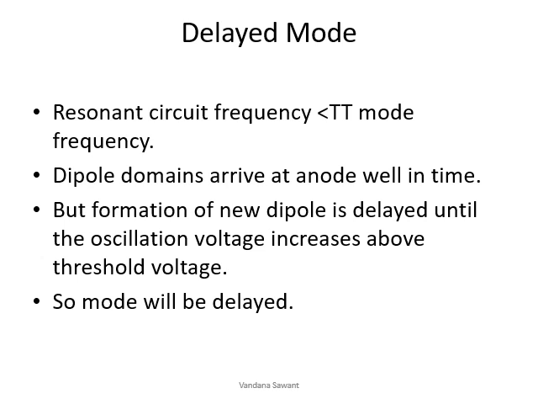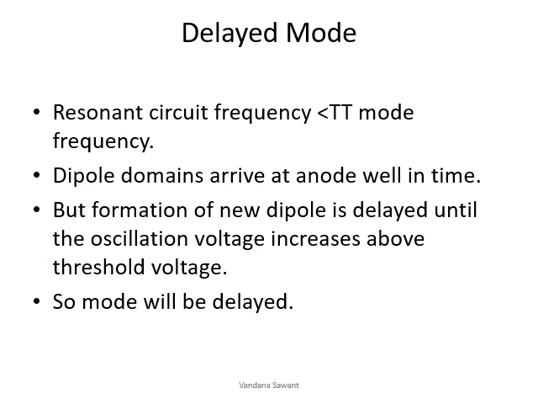So it is called a dipole domain. The dipole domain is allowed to form, and it is allowed to travel. It is given sufficient time to reach the anode, and it will reach the anode also. But the resonant circuit has a frequency less than the transit time frequency. So the domain has to wait at the anode.